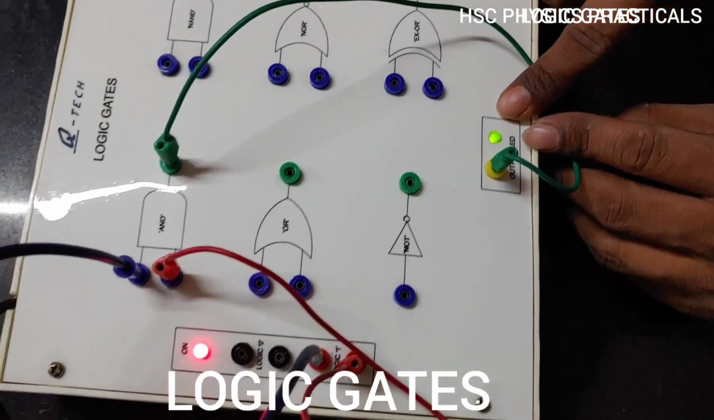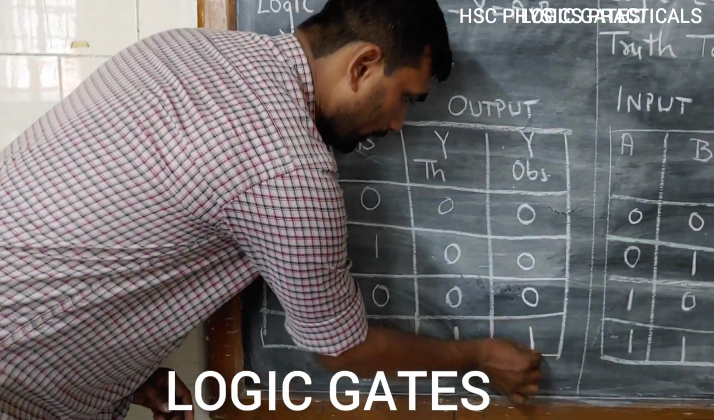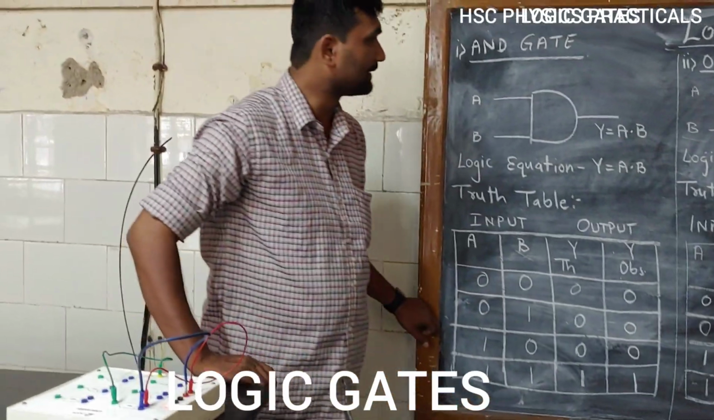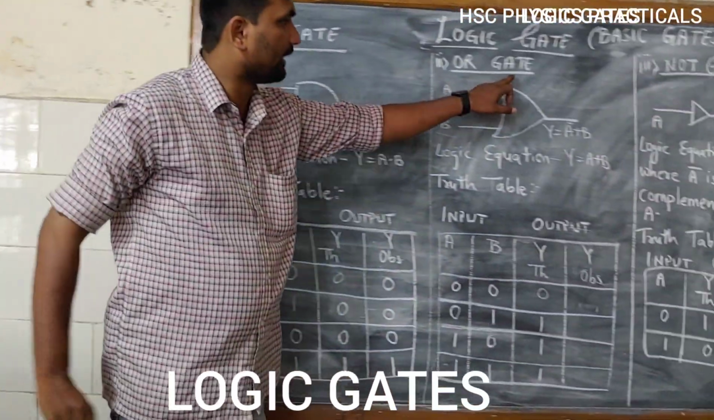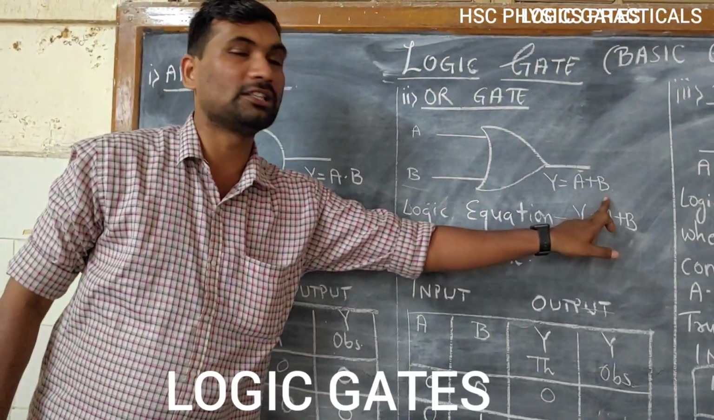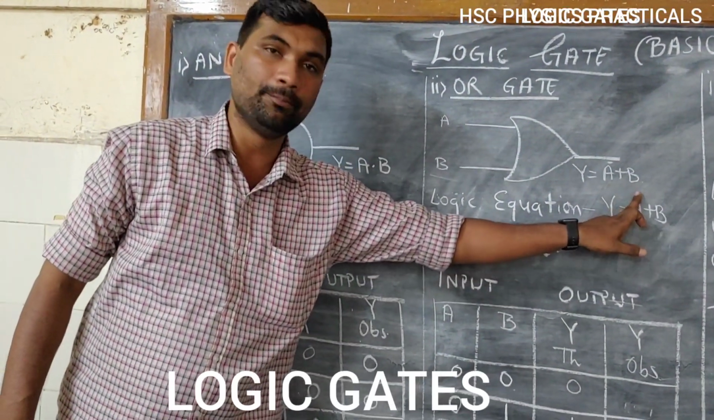Glowed means 1. Okay, so I will write over here 1. So this completes your AND gate. Okay, coming to the next gate. Next gate is OR gate. In the OR gate, we are having 2 inputs same way. The output is A plus B, means addition of A and B both.